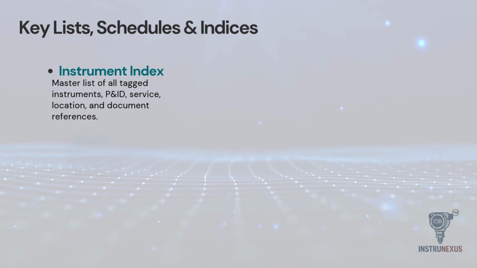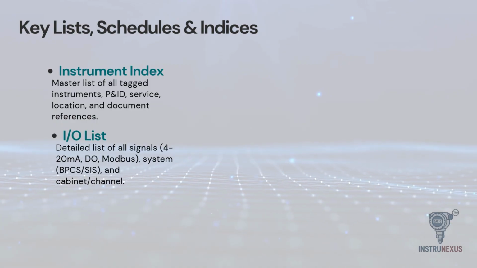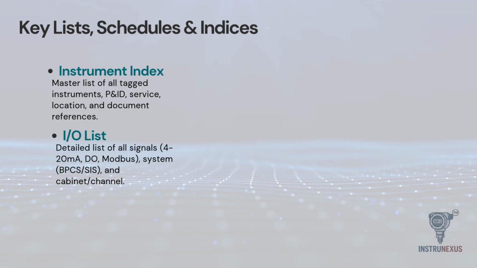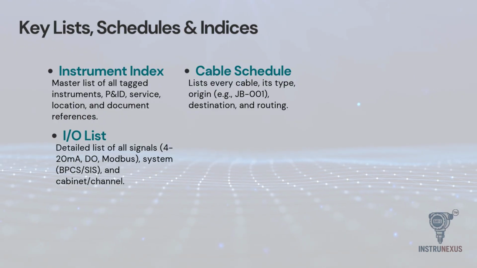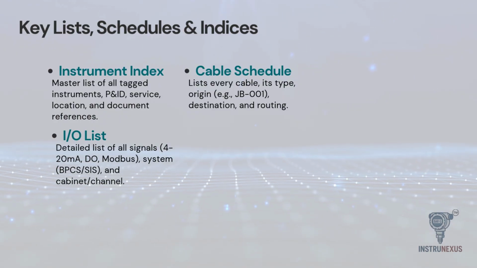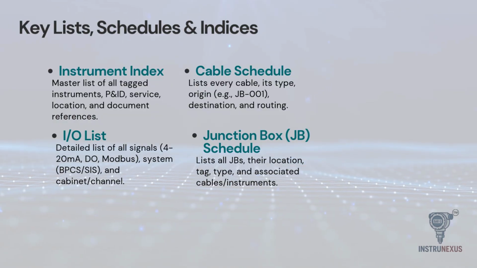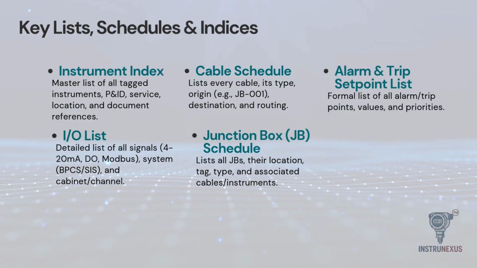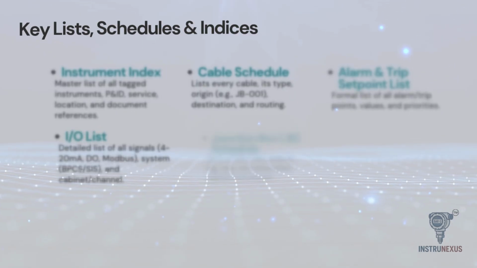Next is the I/O list. This details every signal, whether it's 4 to 20 mA, digital output, or Modbus, and maps it to the specific system cabinet and channel. We also have the cable schedule, which tracks every cable's origin, destination, and routing, and the junction box schedule, which lists all JBs and their associated instruments. Finally, the alarm and trip setpoint list formalizes the specific values and priorities for every alarm in the system.